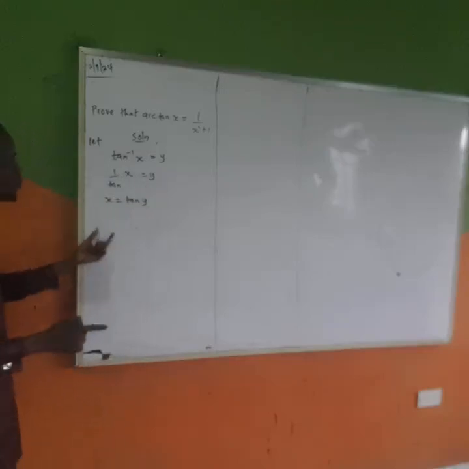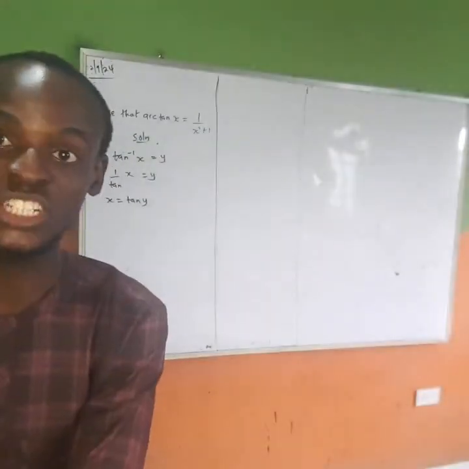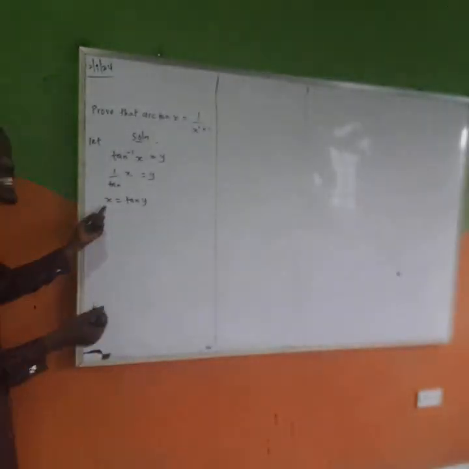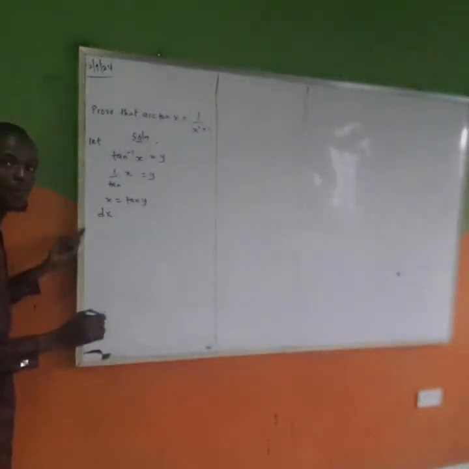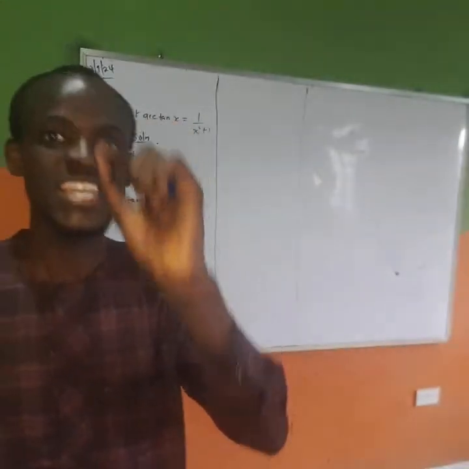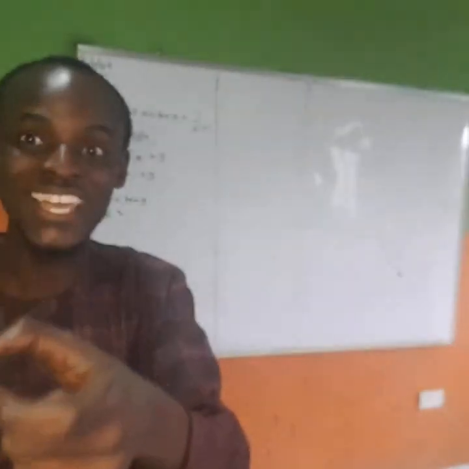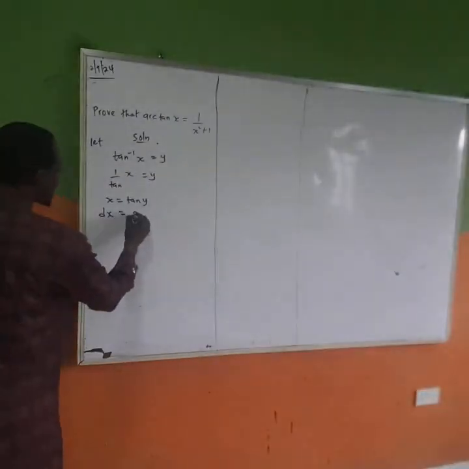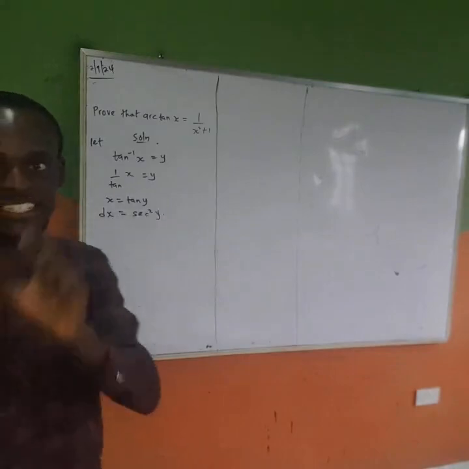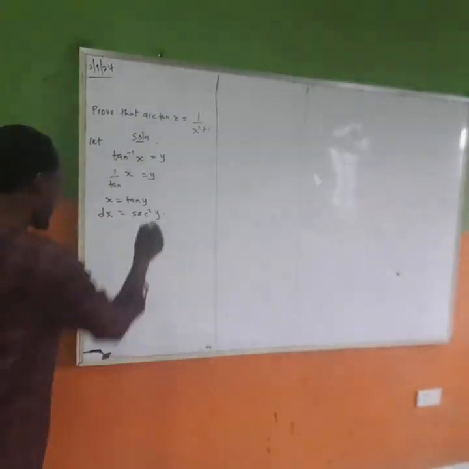Now what we are going to do next is to differentiate across. We differentiate x, we also differentiate y. When you differentiate x, what you have is dx, that is 1 dx, and 1 dx is also dx. That equals, when you differentiate tan y, a standard derivative: the derivative of tan y is sec squared y, dy.